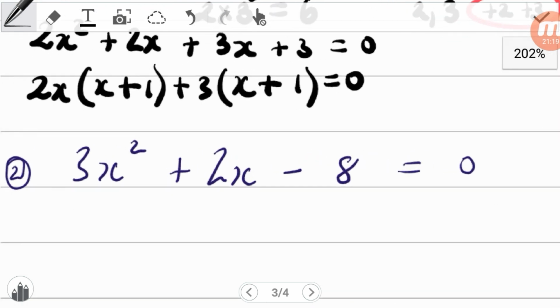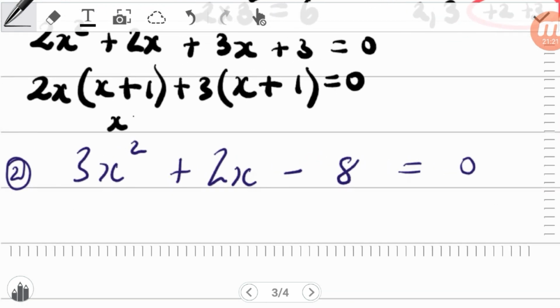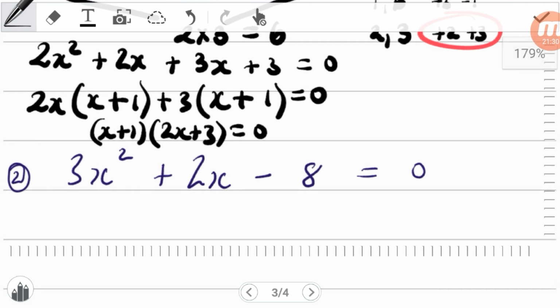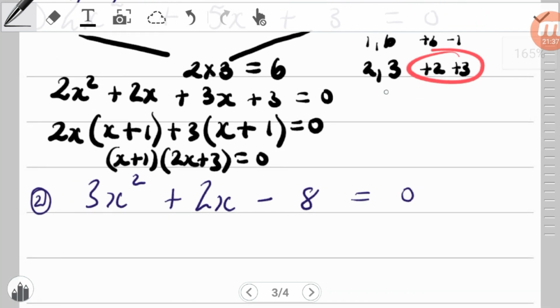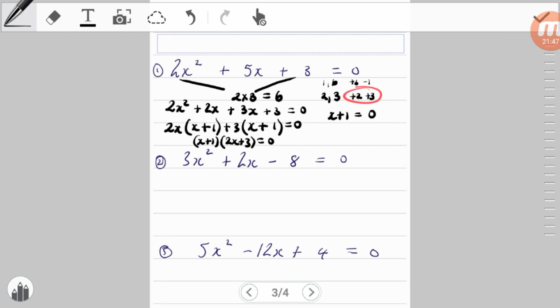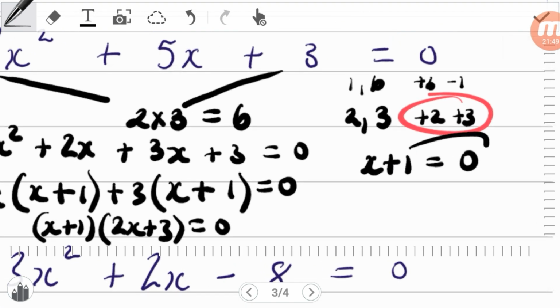So naturally then we have a common factor here, which is x plus 1. And the remaining factor here is going to be 2x plus 3 equals 0. So now we have a product of two binomial expressions being equated to 0. Then therefore we end up with x plus 1 equals 0, and we end up with another one here. Let's solve this one first. So if we solve this one, we're going to find that one of the results is that x is equal to minus 1.